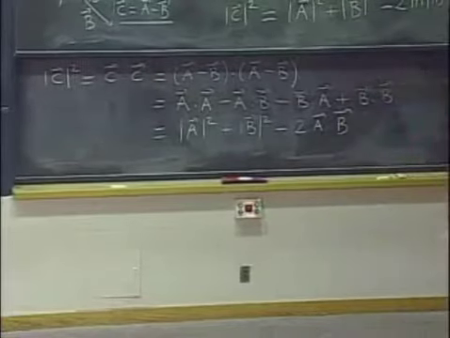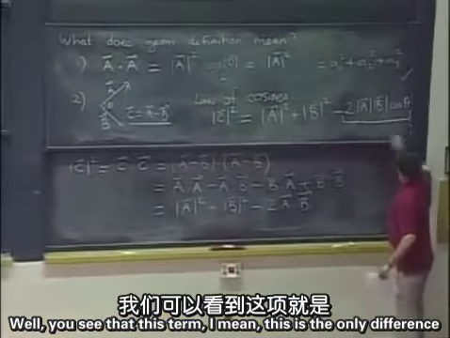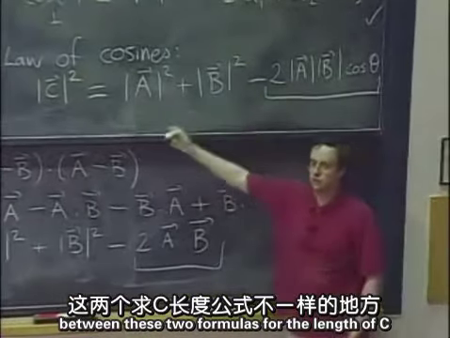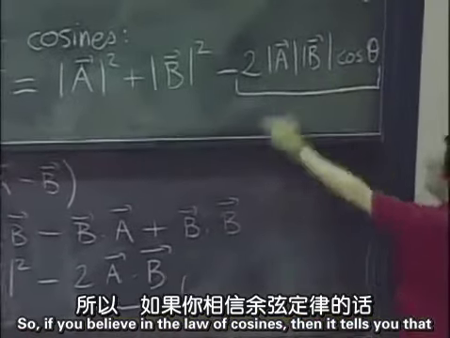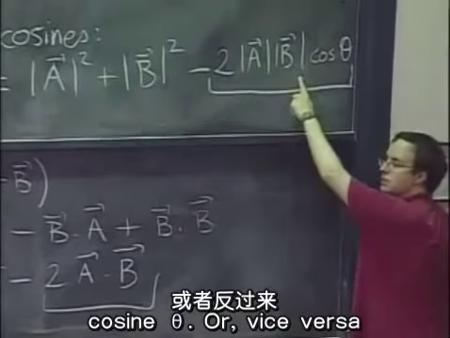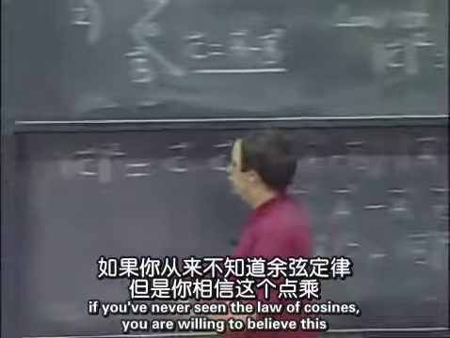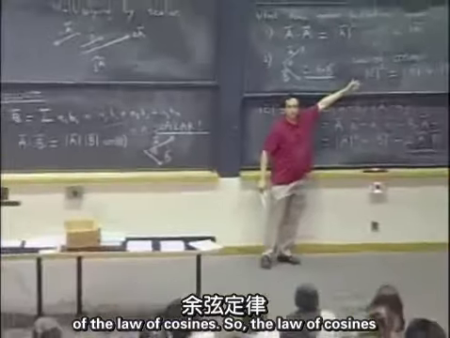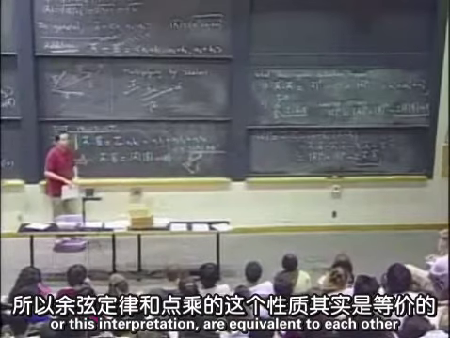Okay, so now let's compare these two formulas. You see that this term is the only difference between these two formulas for the length of C. So if you believe in the law of cosines, then this is a proof that A dot B equals length A, length B, cosine theta. Or vice versa, if you've never seen the law of cosines, but you're willing to believe this, then this is the proof of the law of cosines. So the law of cosines and this interpretation are equivalent to each other.